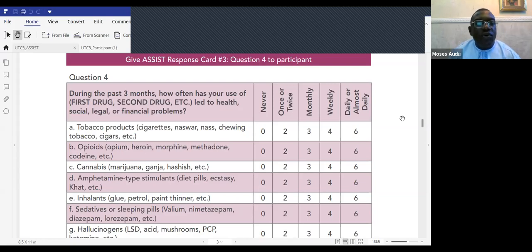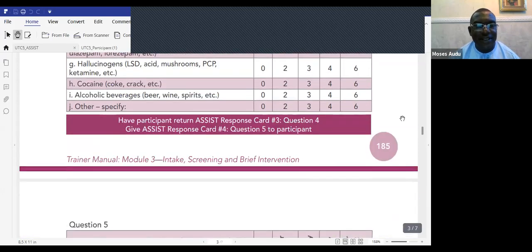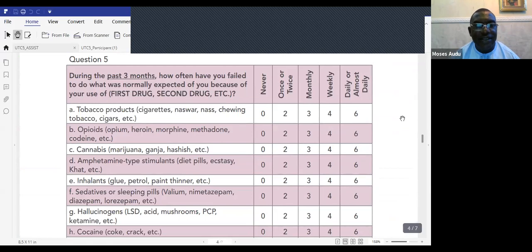So we'll move to question 5. Thank you, George, for your patience. Yes, Beatrice. Okay, we are in question 5 now. During the past 3 months, George, how often have you failed to do what was normally expected of you because of your use of tobacco, opioids, cannabis, sedatives, and alcoholic beverages?